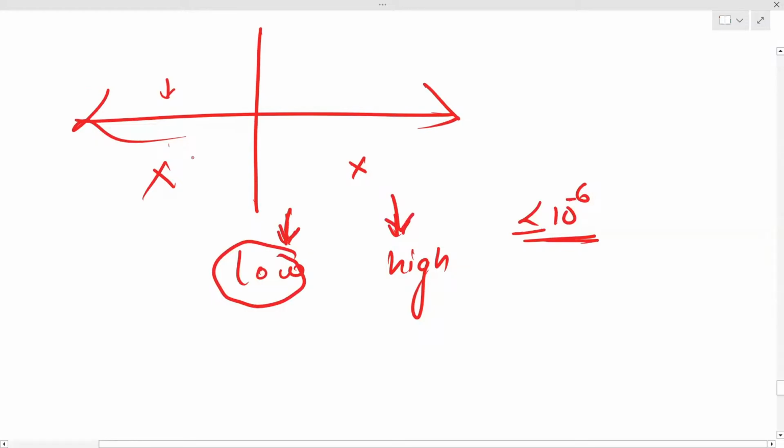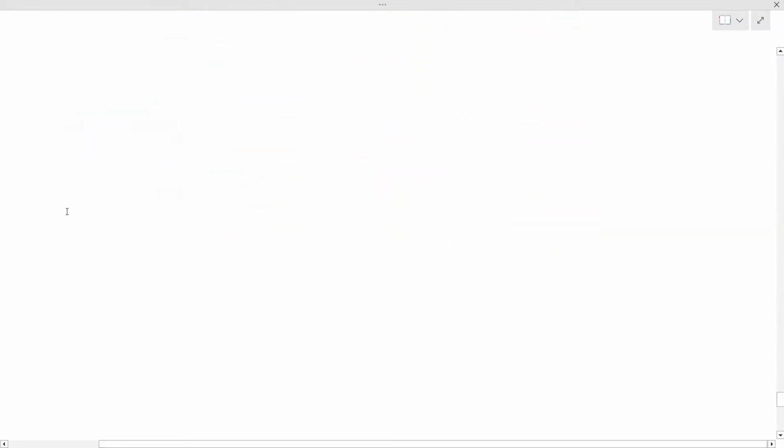So do you get my point? What is the meaning of error here? Why do we need error? So now let's look at one of the problems that is very common.